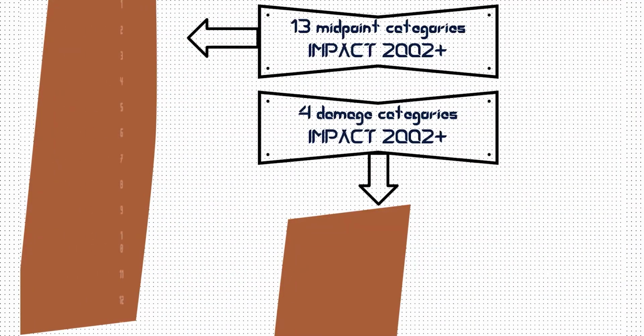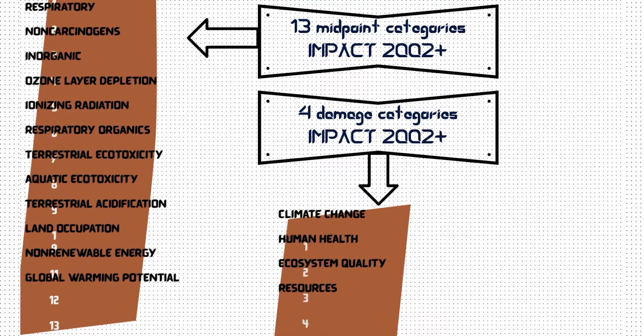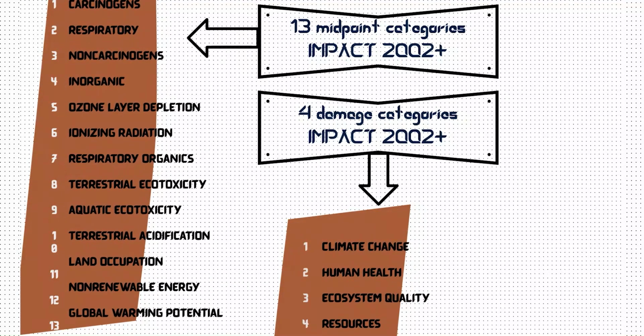weighting. IMPACT 2002+ is divided into 2, which is 13 midpoint categories and 4 damage categories. In midpoint categories, it has carcinogens, respiratory non-carcinogens, respiratory inorganics, ozone layer depletion, ionizing radiation, respiratory organics, terrestrial ecotoxicity, aquatic ecotoxicity, terrestrial acidification, land occupation, non-renewable energy, and global warming potential.